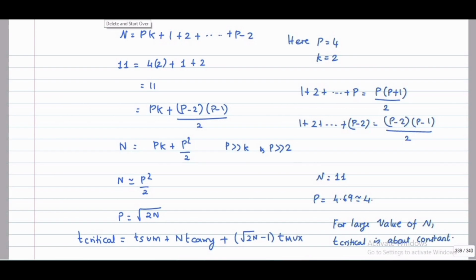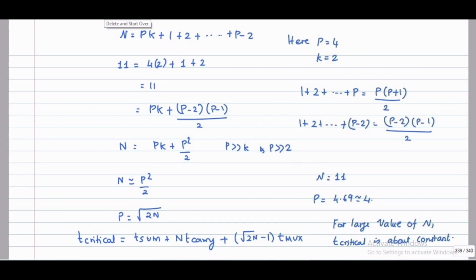We know that 1 plus 2 plus up to p is equal to p into p plus 1 divided by 2. Here it is written as 1 plus 2 plus up to p minus 2. So instead of p, I am going to substitute p minus 2 into p minus 1 divided by 2 in this formula. So n is equal to pk plus p minus 2 into p minus 1 divided by 2. Since the p value is greater than k and greater than 2, you can write n is equal to pk plus p square divided by 2.